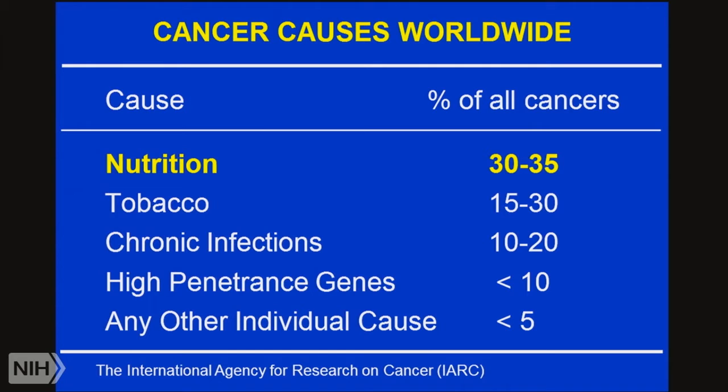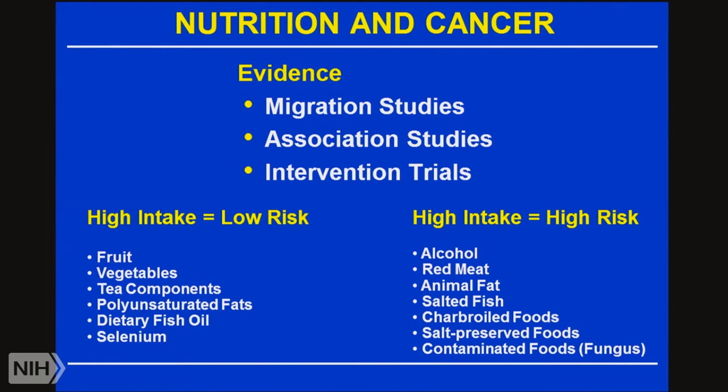And here in the US or Europe, we have our Western style diet, what we think is a high risk diet when it comes to cancer risk. So that's not something you can really pinpoint to an individual choice. How have we linked nutrition? How do we know that nutrition influences cancer risk? It came actually originally from migration studies.